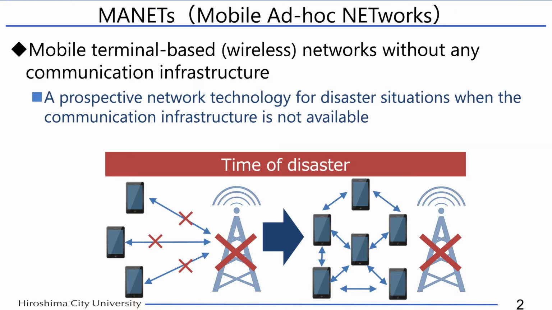I will mention the research background. This slide shows MANETs. MANETs consist of mobile terminals only, without any communication infrastructure. In MANETs, terminals send data packets to terminals that can communicate directly. When a communication infrastructure breaks down due to a disaster, MANETs are a prospective network technology for disaster response.